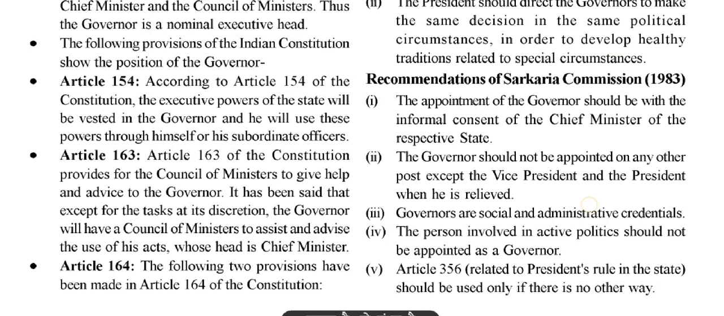Recommendation of Sarkaria Commission, 1983. The appointment of governors should be with the informal consent of the chief minister of the respective state. The governor should not be appointed to any other post except vice president and president when he is relieved. Governors should have social and administrative credentials. A person involved in active politics should not be appointed as governor. Article 356, related to president's rule in the state, should be used only if there is no other way.